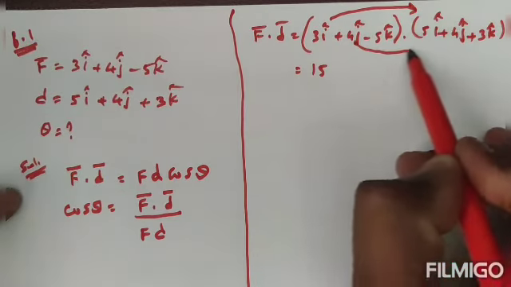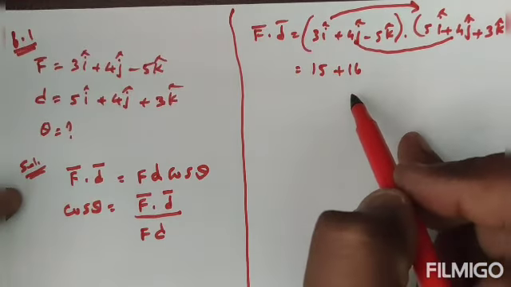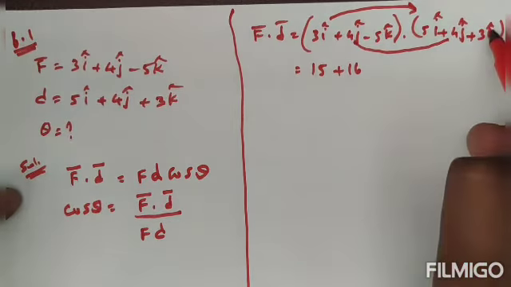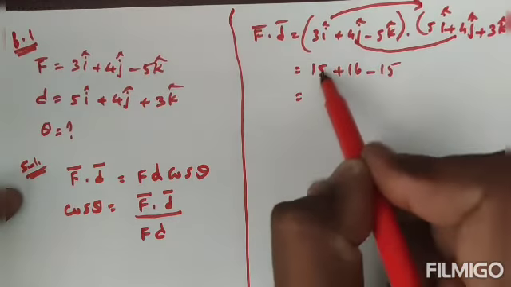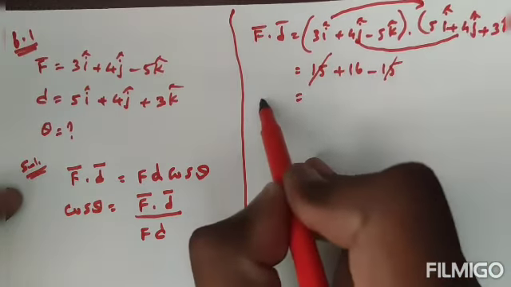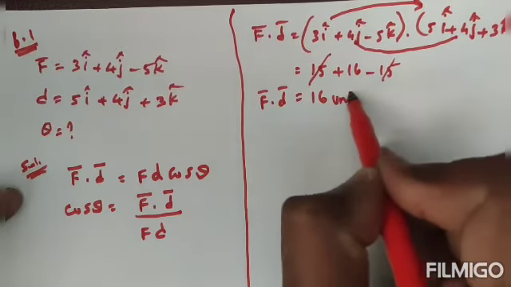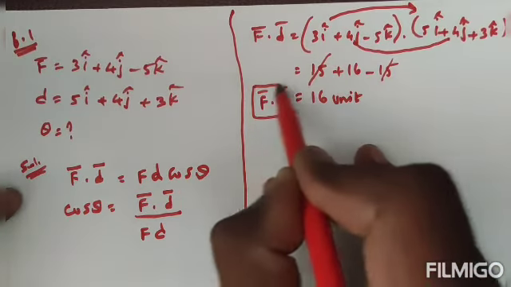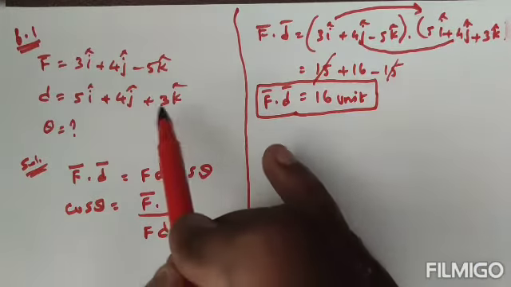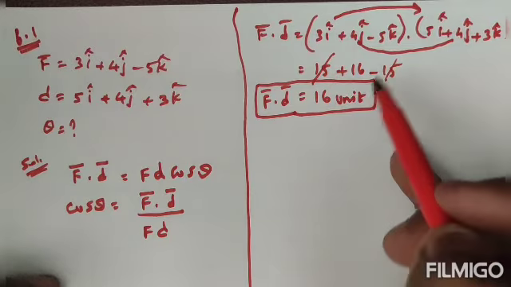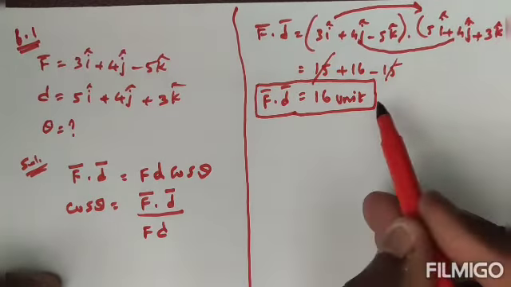Next, 4 into 4 is 16. Next, minus 5 into plus 3 is minus 15. So plus 15 minus 15 cancel, and finally F vector dot D vector is equal to 16 units. We need not mention the unit; in the textbook itself it is given as some unit. So the numerator F vector dot D vector is ready.